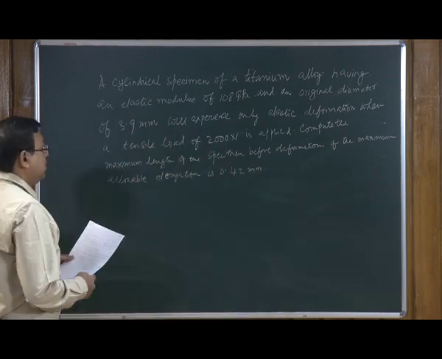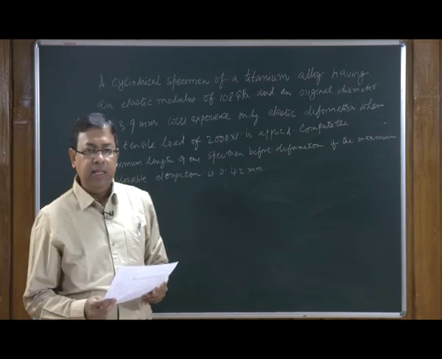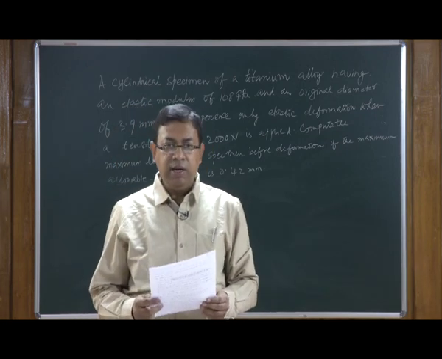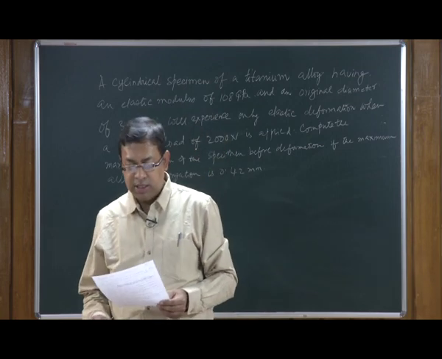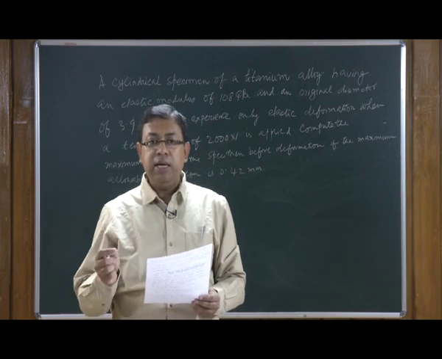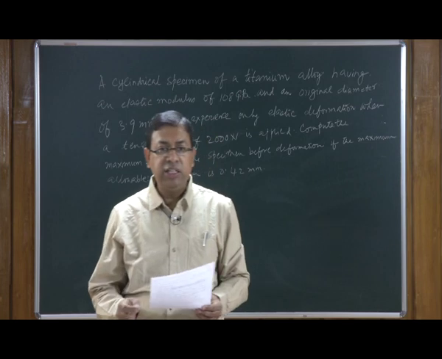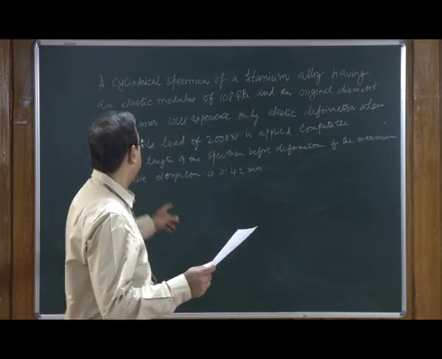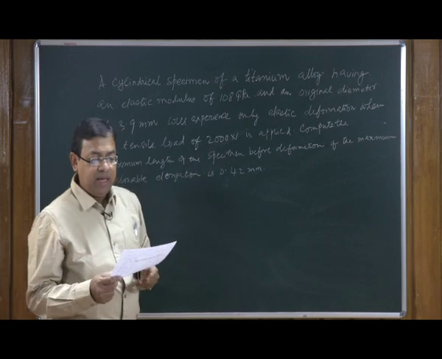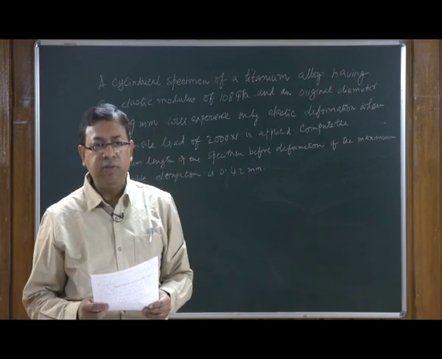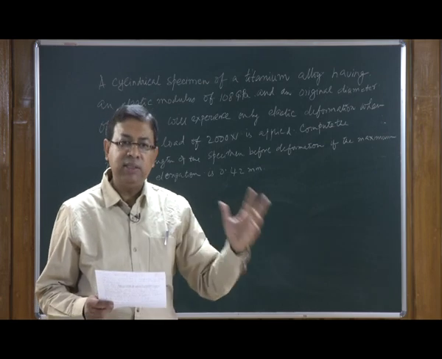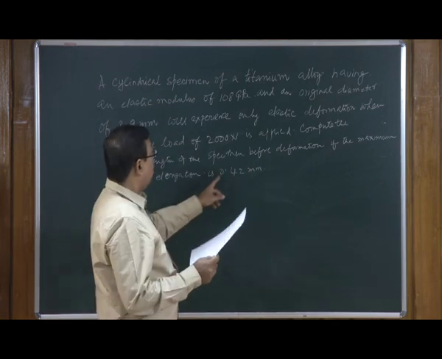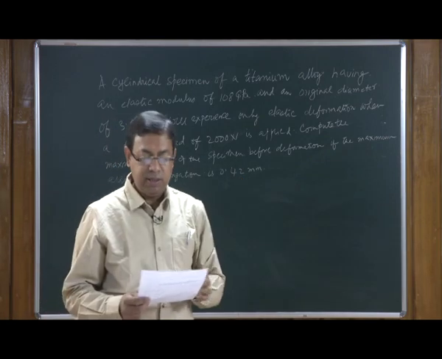So, for the titanium alloy, the elastic modulus, or the Young's modulus, which means the same thing in this case, is given, and also the original diameter is given. It is experiencing only an elastic deformation, which means we are fully in the elastic limit, when a tensile load of 2000 Newton is applied. So, compute the maximum length of the specimen before it starts deforming, and it is given that the maximum elongation is 0.42 millimeter. Okay.